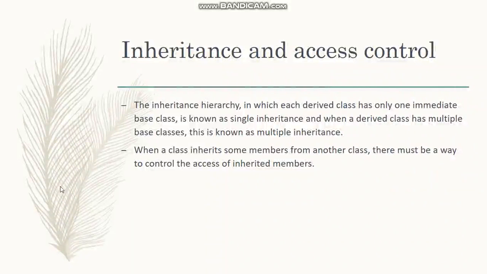So here it describes single inheritance and multiple inheritance. The inheritance hierarchy in which each derived class has only one immediate base class is known as single inheritance. This means that there is only one superclass. And when a derived class has multiple base classes, it is known as multiple inheritance. So here more than one base class, or we can say more than one superclass, is present.